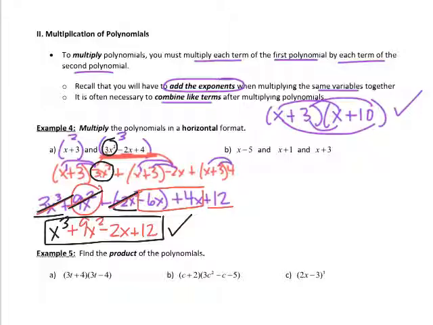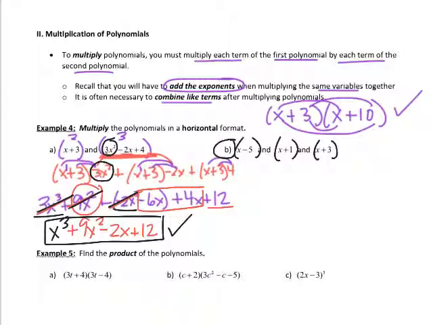And I'm going to try this other one with you, problem B. So we have x minus 5, which is a binomial, and x plus 1, which is a binomial, and then we have x plus 3, another binomial. So they all have to be multiplied together.